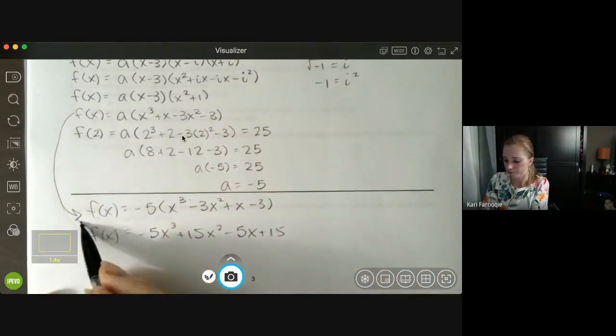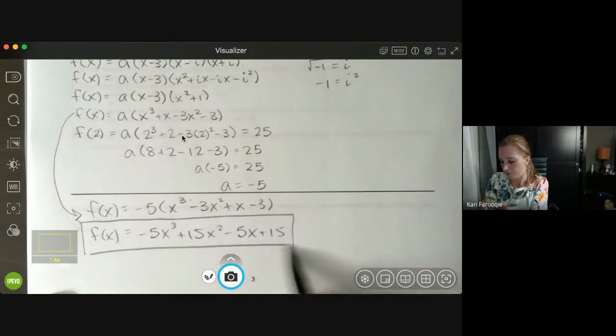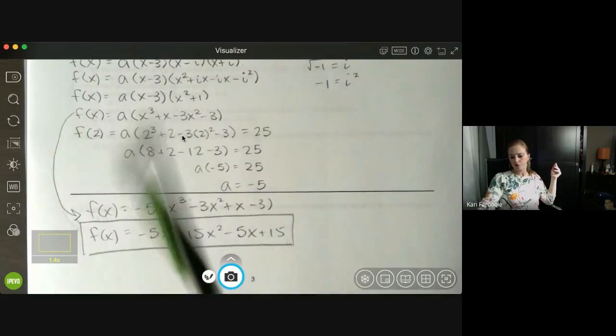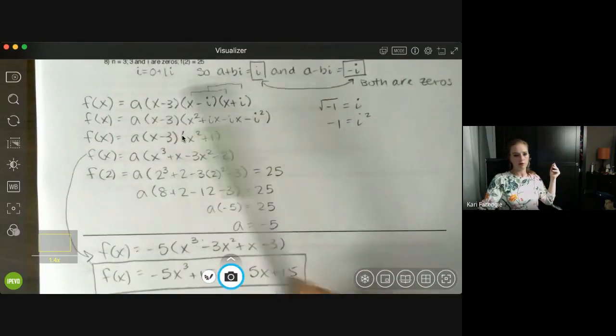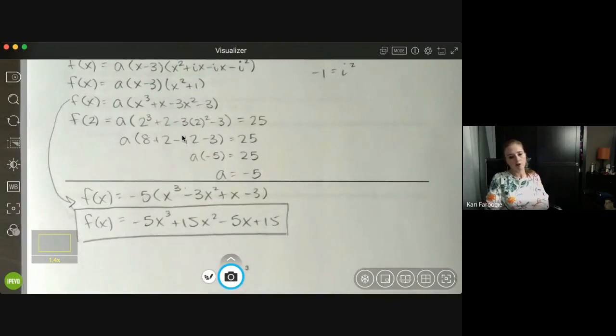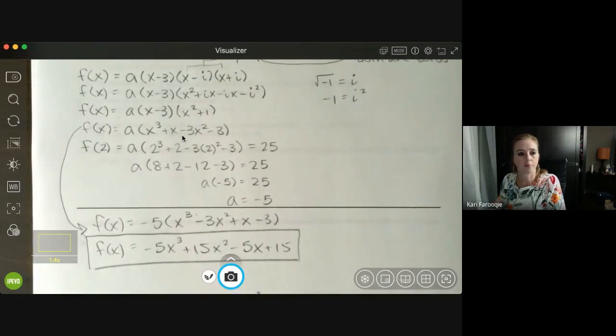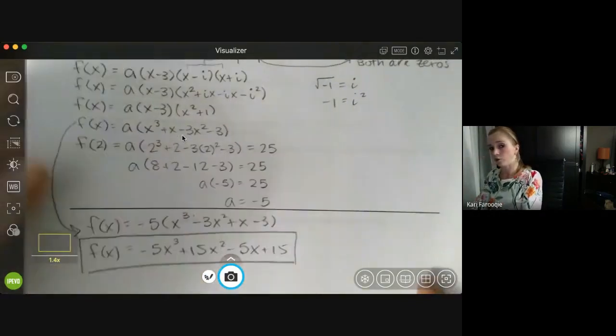plus 15. And if you're feeling spunky, you can always go back through this and find the zeros, and you better figure out that once you have those zeros, they are 3 and plus and minus i. And we're going to do one more of these. Does anyone have a question on this one? Okay, the next one's a little trickier because the complex numbers in the next one are binomials.